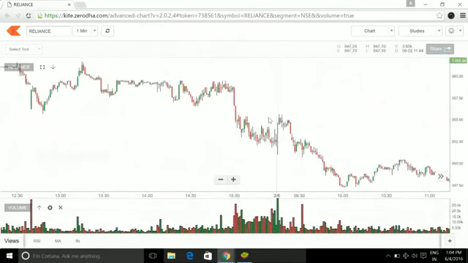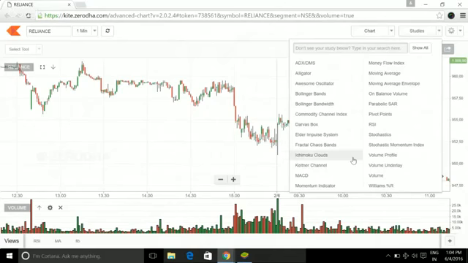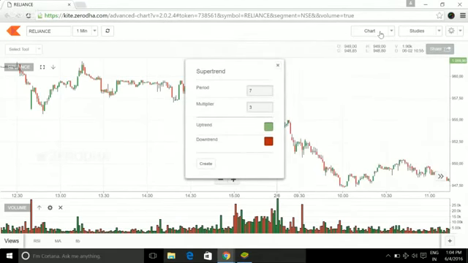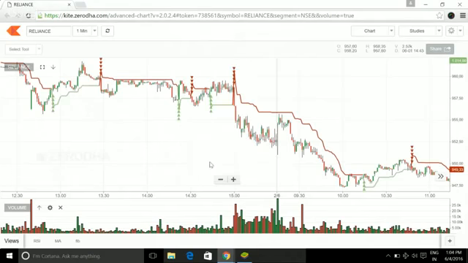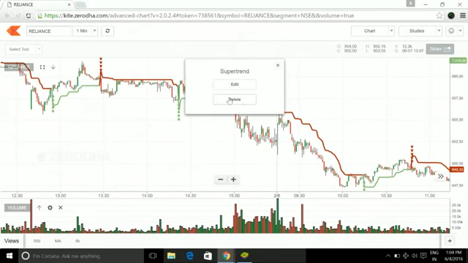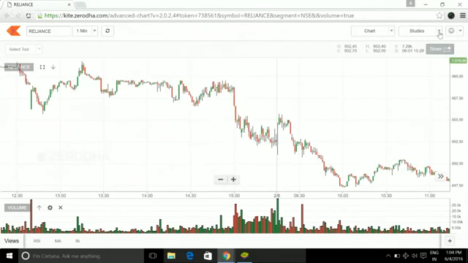I think charts is as simple as it gets. We have, I think, over 100 odd studies here. So you can search for a study, say Supertrend, and when you click on it, you can just create the study. If you want to remove a study which is already added, it's a simple thing. Hover on this and right click, and you can say delete.